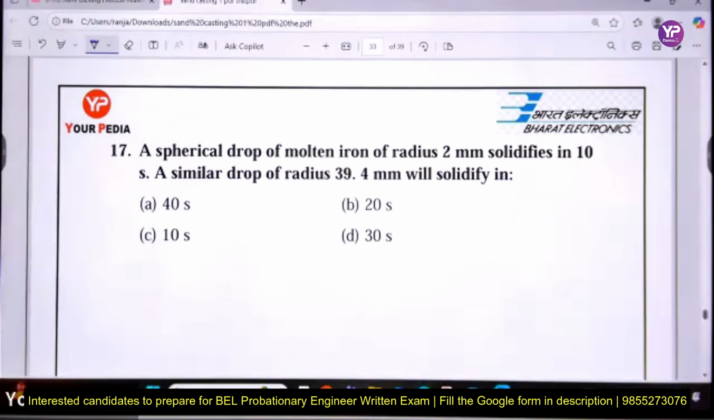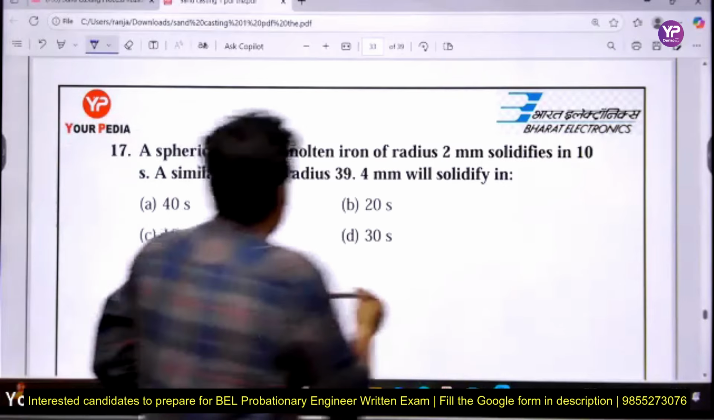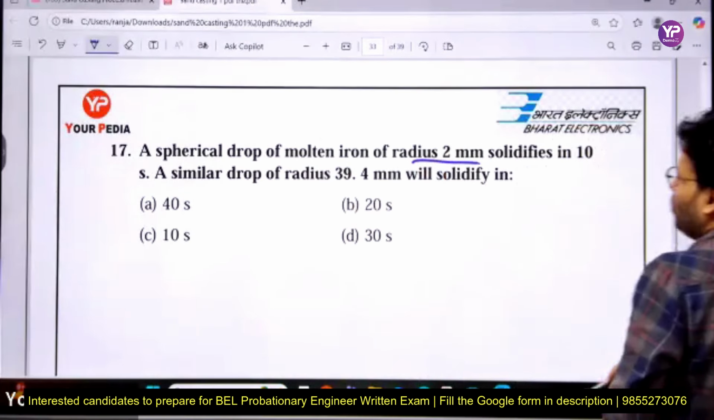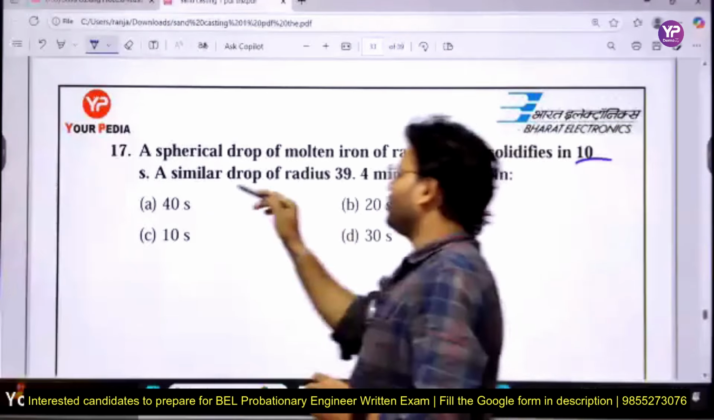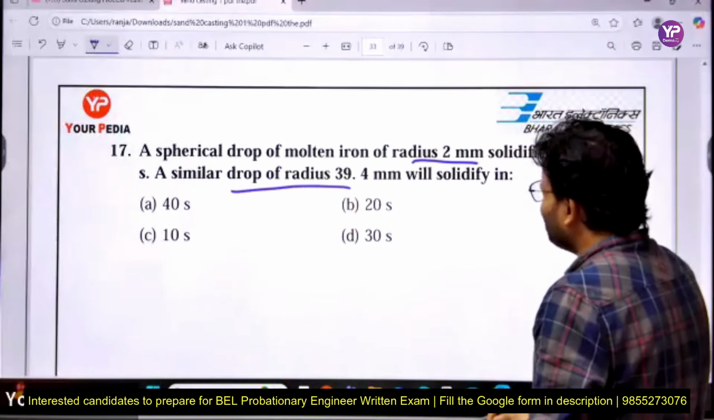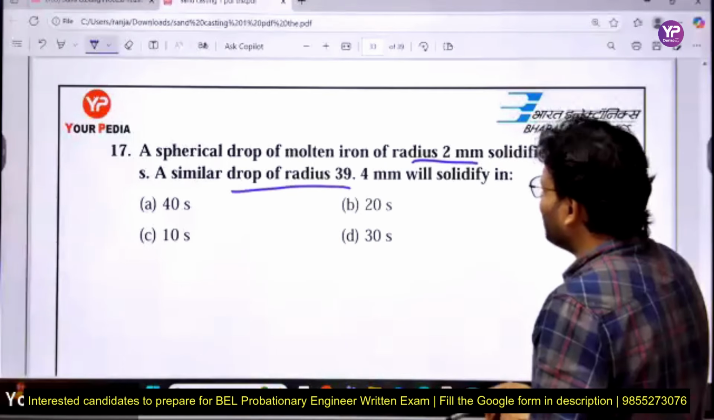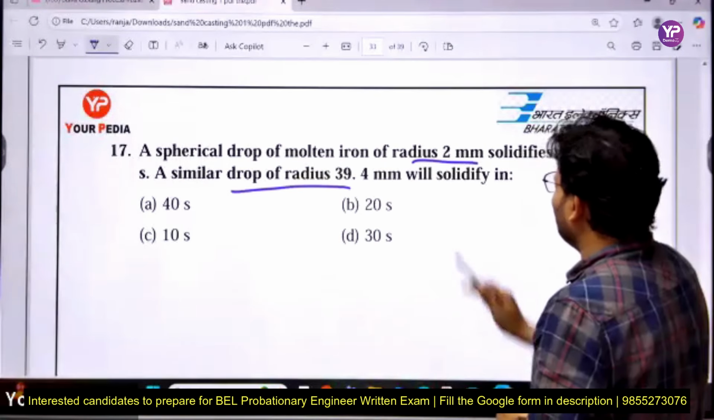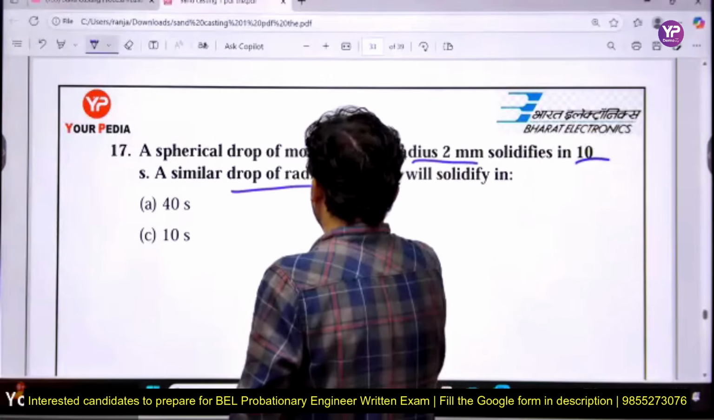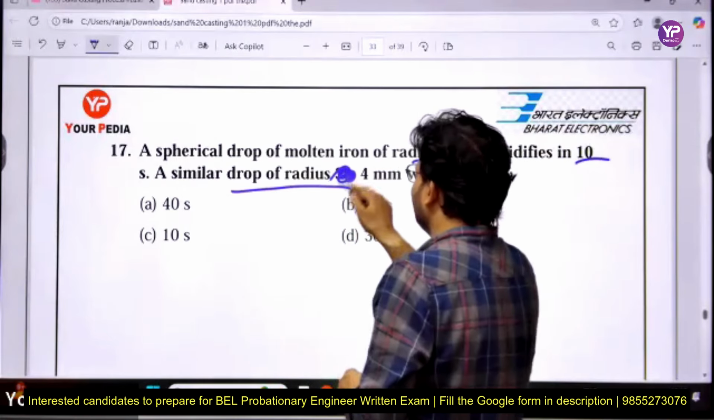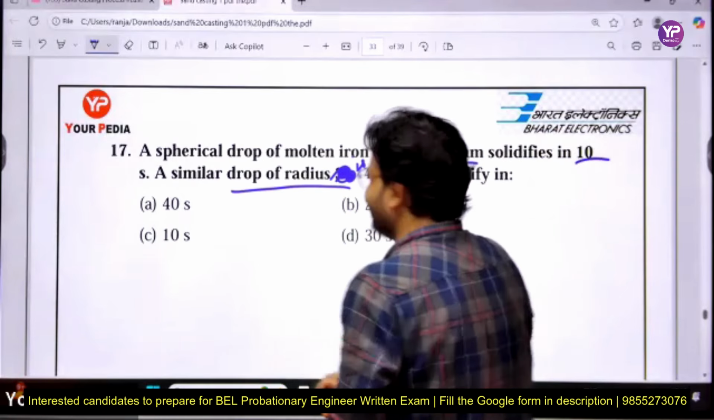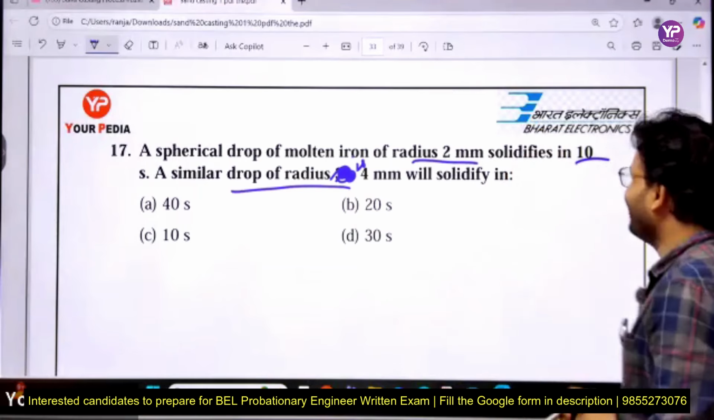Yeah, fine. See, my dear friends, a spherical drop of molten metal of radius 2 mm solidifies in 10 seconds. A similar drop of radius 4 mm, not 39.4, that is just a mistake. Radius is 4 mm. How long will it take to solidify?